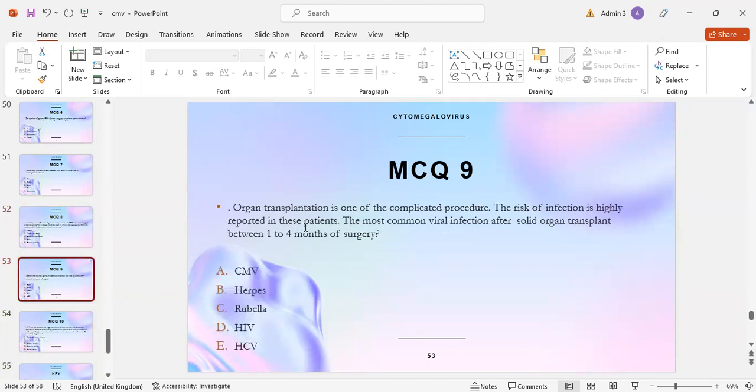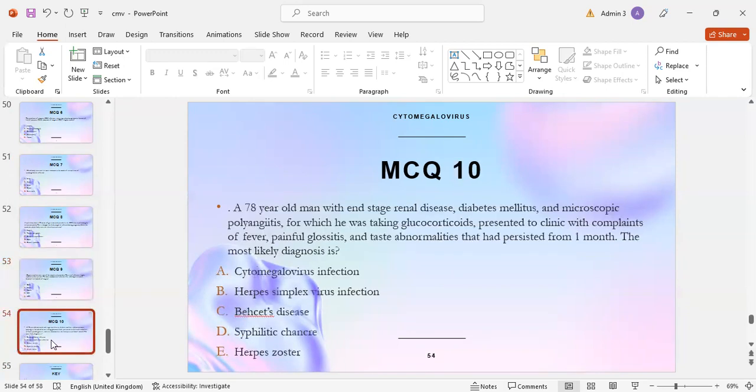Number 9. Organ transplantation is one of the complicated procedures. The risk of infection is highly reported in these patients. What is the most common viral infection after solid organ transplantation between 1 to 4 months of surgery? Option A, cytomegalovirus. B, herpes. C, rubella. D, HIV, and E is HCV. Answer is A.